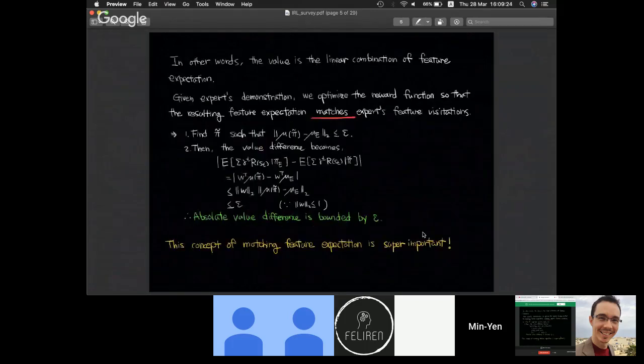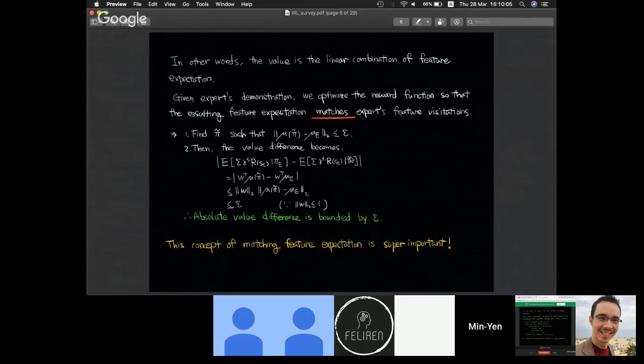Okay, so we'll go on to the next one. So in other words, the value is the linear combination of feature expectations, right? Given an expert's demonstration, we want to optimize the reward function so that the resulting feature expectation matches as much as possible the expert's feature visitation, right? So we want to find some optimal policy that we've estimated, pi tilde, such that the difference between the expectations under L2 is less than some epsilon, some capital epsilon.